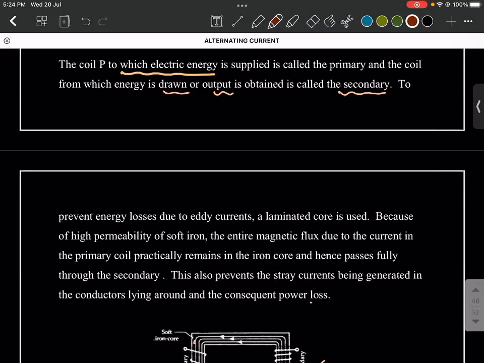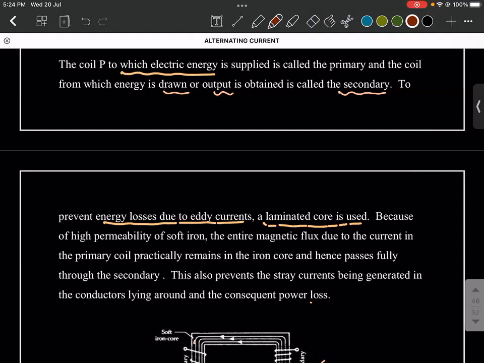To prevent energy losses due to eddy currents, forget about eddy currents as of now, I'll tell you what it is. Eddy currents, remember as of now, are circular currents. What do we use? A laminated core is generally used. I repeat it: to reduce the energy loss due to eddy currents, what do they do? The core that is used.